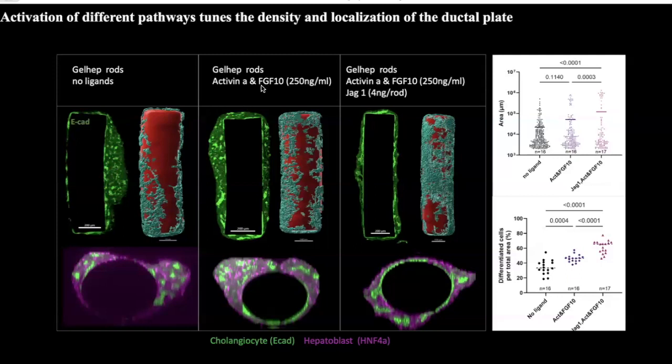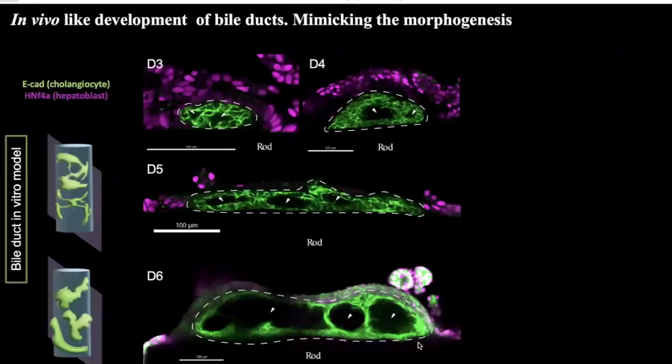Now, on the other hand, if you add activin A and FGF10 on the surface of the rod, you get a much denser monolayer of cholangiocytes lining the rod. And if you add JAG1, you get something way more structured and even more covered. All of this is quantified here, where you look at the density of ligand and how much area of the rods is covered. Now, this is for day 1. So you get to the stage where you have this monolayer of cholangiocytes around the rod.